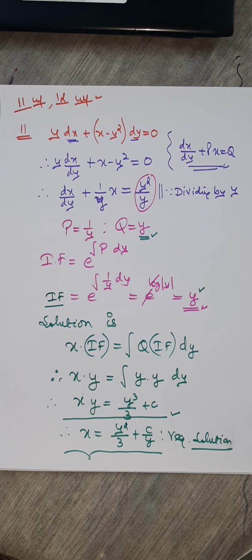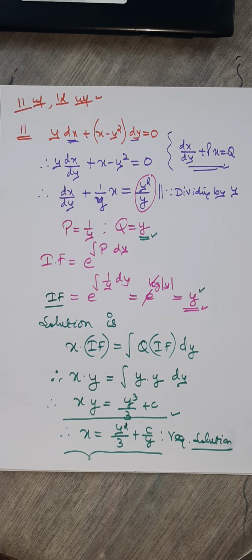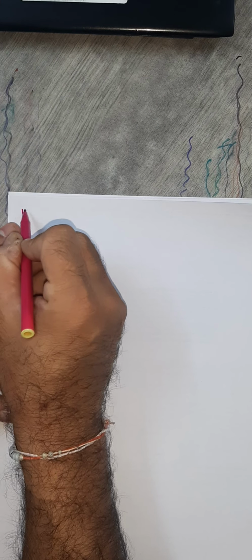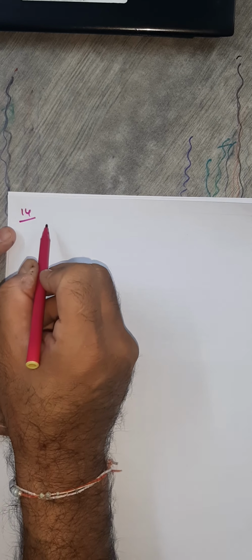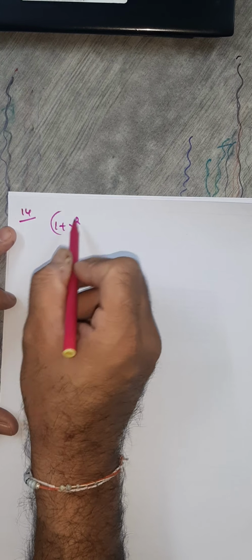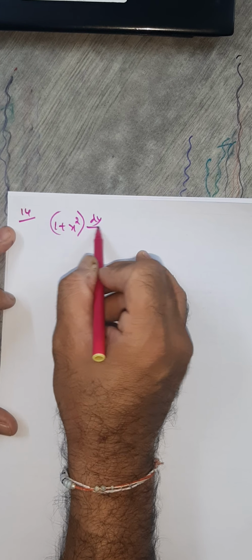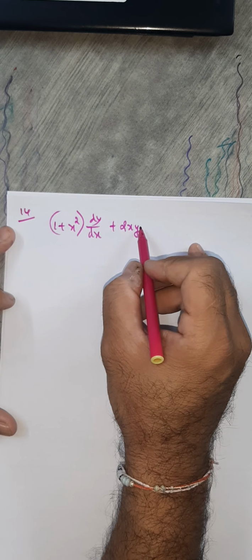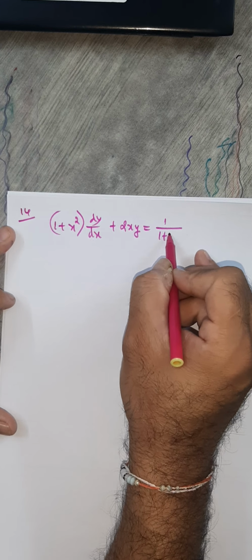Okay. Now I'll go for question number 14. 13, 14 and 15. These are about particular solutions. So let me do that question. Question number 14 I'll be doing. Same thing, but ahead you need a particular solution. So question number 14 here. There you have 1 plus x squared into dy by dx plus 2xy equals to 1 upon 1 plus x square.